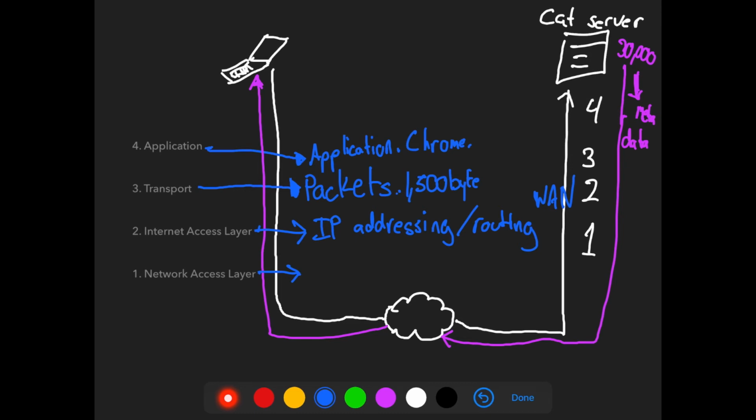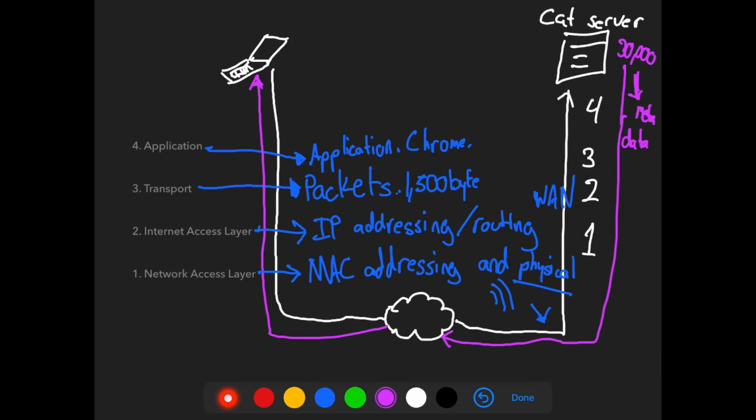So the network access layer is going to be MAC addressing and the physical aspects of transportation. So this might be cable or information or some kind of signal, some kind of Wi-Fi signal that's sent to your device.